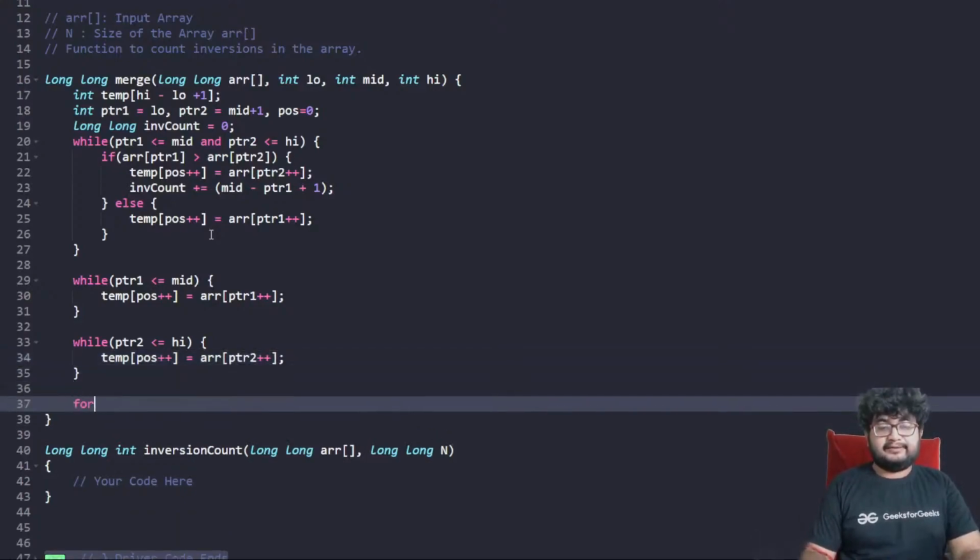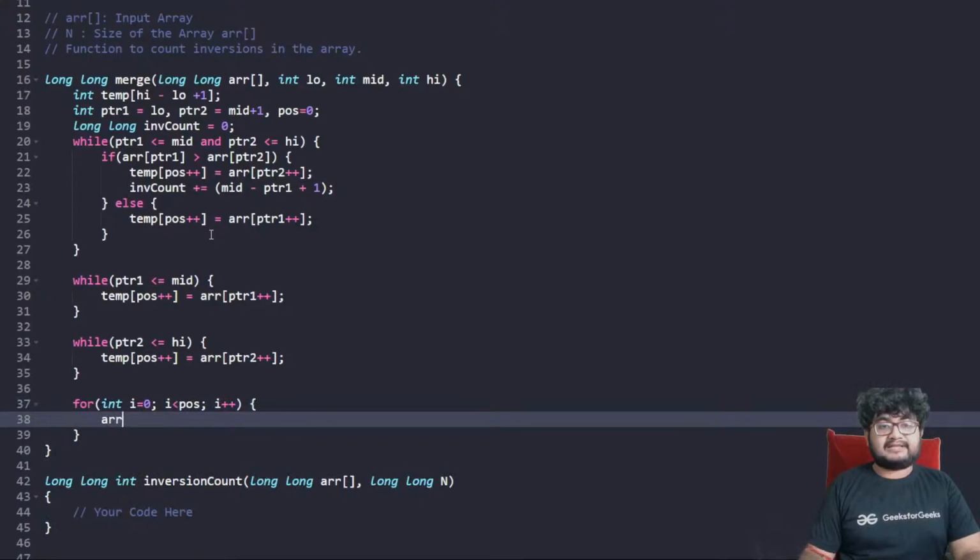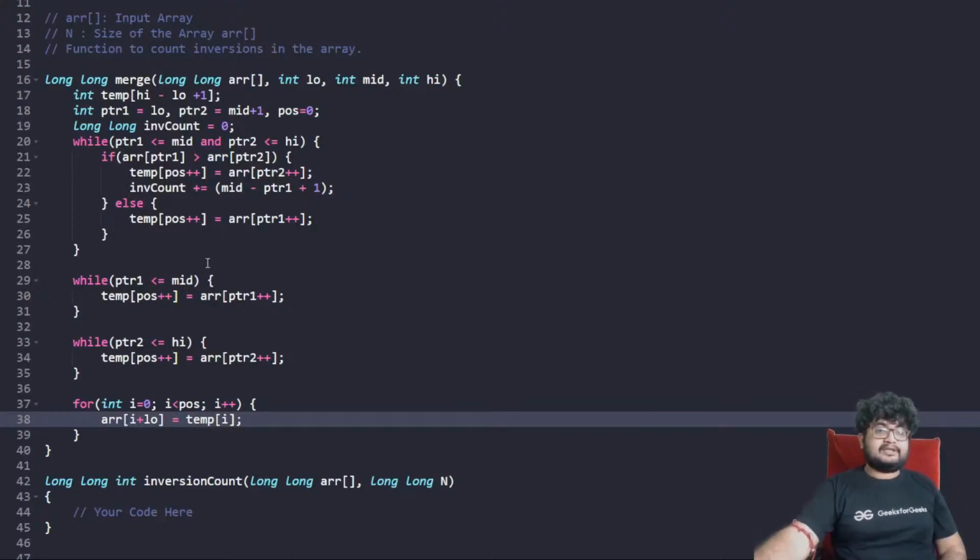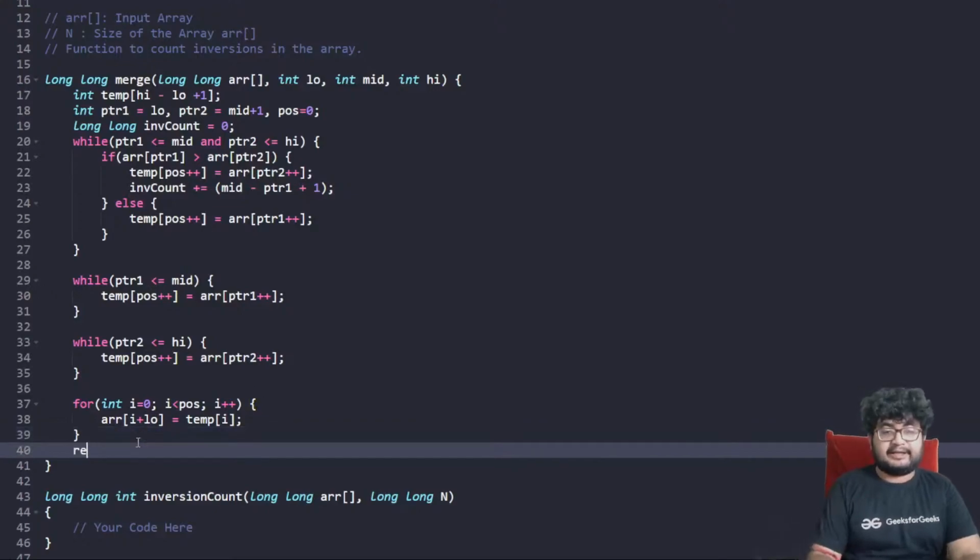And finally, for int i equals 0, i less than pos, i plus plus, we will copy back into the actual array. So ARR i plus the starting point low equals temp of i. So this is the merge operation, and we'll finally return the number of inversion counts that we have seen. So the number of inversion count is returned.